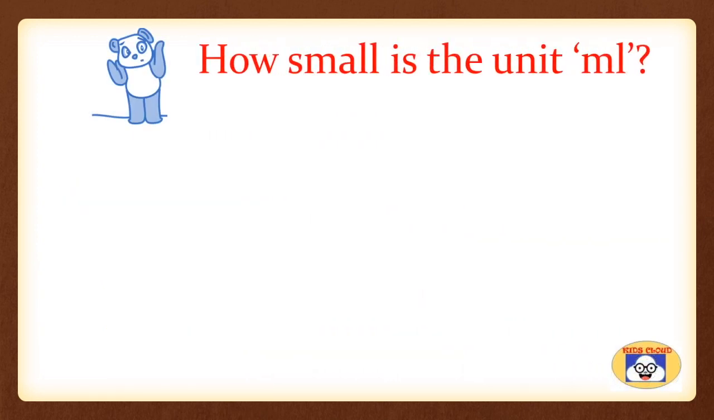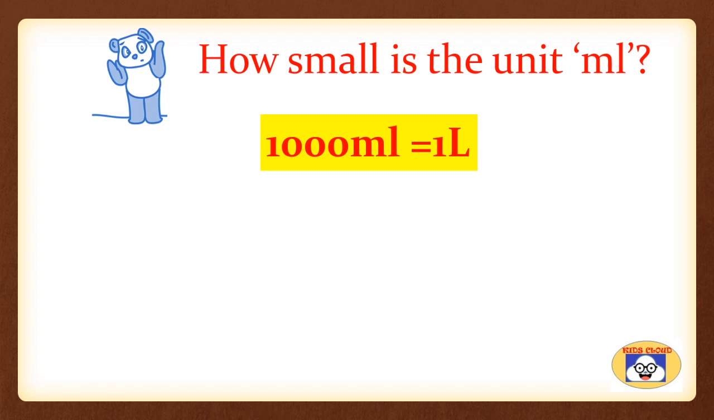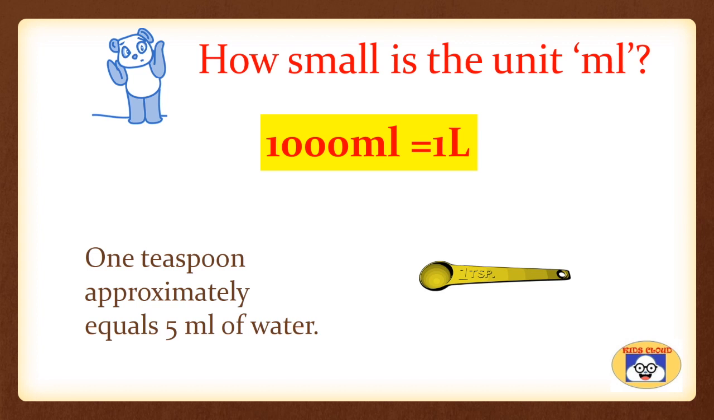Now the question is, how small is the unit ml compared to liter? Here is a relation between ml and L. 1000 ml equals 1 liter. 1 teaspoon approximately equals 5 ml of water. So, 200 such spoons will make the quantity equal to 1000 ml, meaning 1 liter.